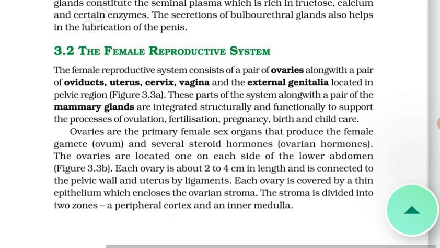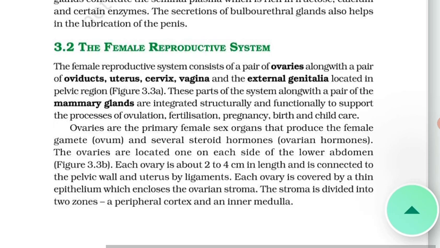Now we are going to read the female reproductive system. The female reproductive system consists of a pair of ovaries along with a pair of oviducts, uterus, cervix, vagina and the external genitalia located in the pelvic region. ये कौन सा राइंड में होता है? पेल्विक. और मेल किस में होता है? पेल्विस में. ठीक है, VIS और VIC में अंतर है.